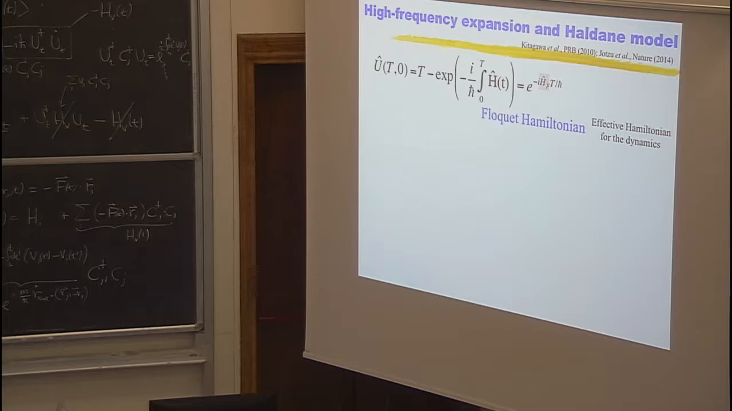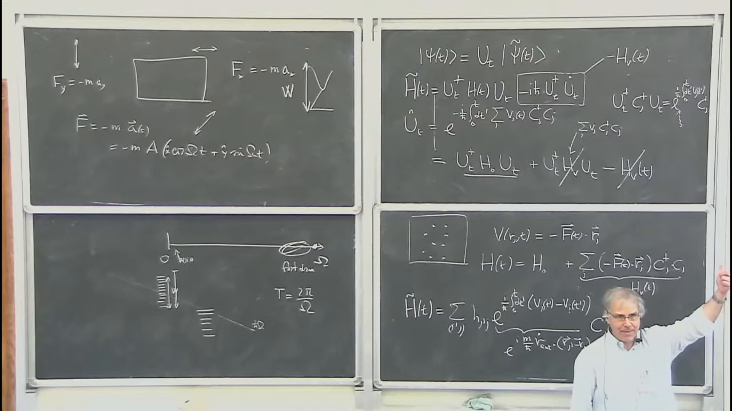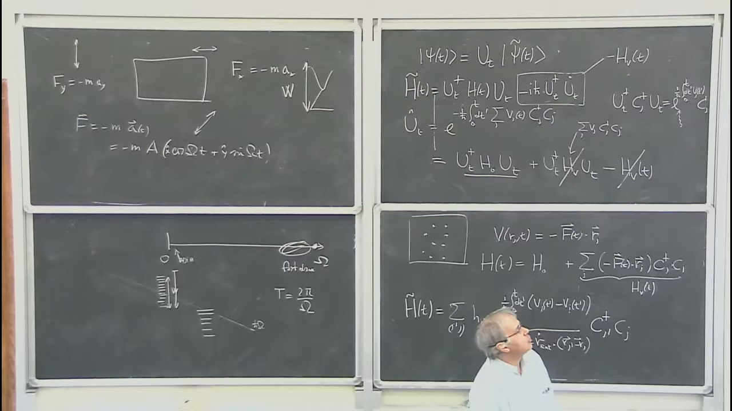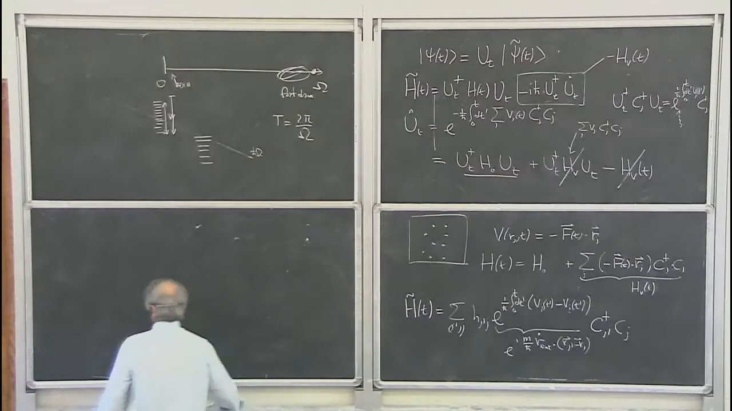Sufficiently fast, so that if omega is large, the period, which is 2 pi over omega, is small. If the period is small, I can try to expand things to second order. So the idea is essentially the following. I do have a time-ordered exponential, which I can expand. So let's just quickly do it, at least hint at what you do.